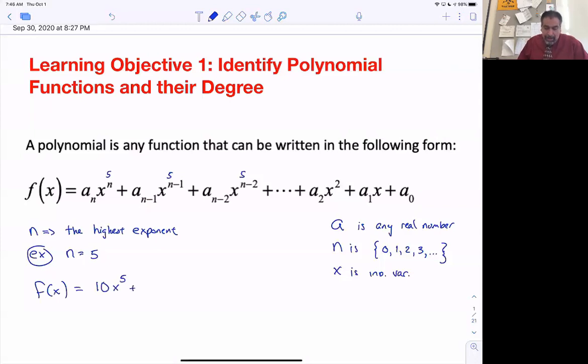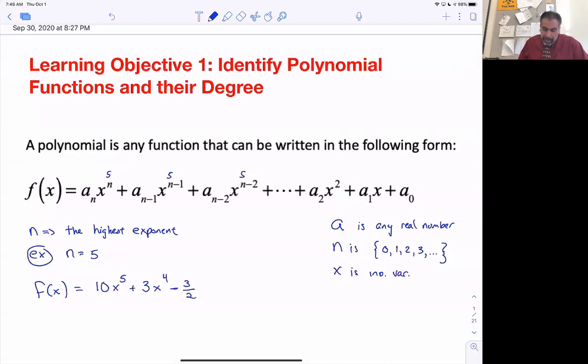Now I need another a value for the next term. And it can be a totally different number, as long as it's a real number, we'll be okay. I'm going to use 3, and this time it's going to be x to the 5 minus 1, because I'm going to that next exponent right here. So I'm going to get 4. For the next one, I'm going to choose another real number. Let's say I choose negative 3/2.